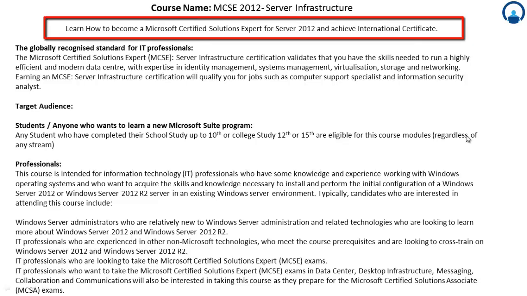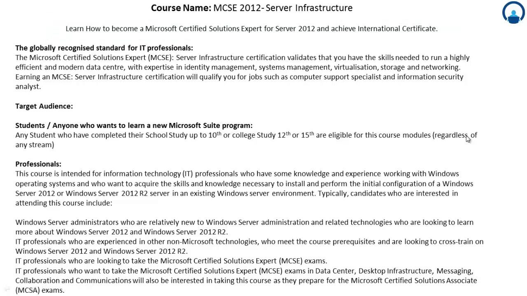Learn how to become a Microsoft Certified Solutions Expert for Server 2012 and achieve an international certificate, the globally recognized standard for IT professionals.